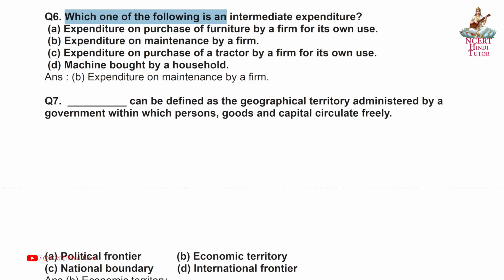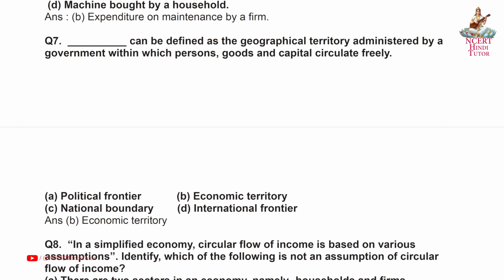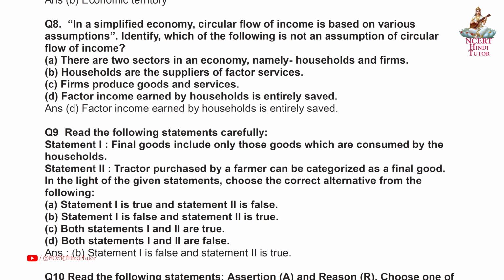Question 6. Which one of the following is an intermediate expenditure? Answer B, expenditure on maintenance by a firm. Question 7. Economic territory can be defined as the geographical territory administered by a government within which persons, goods and capital circulate freely.